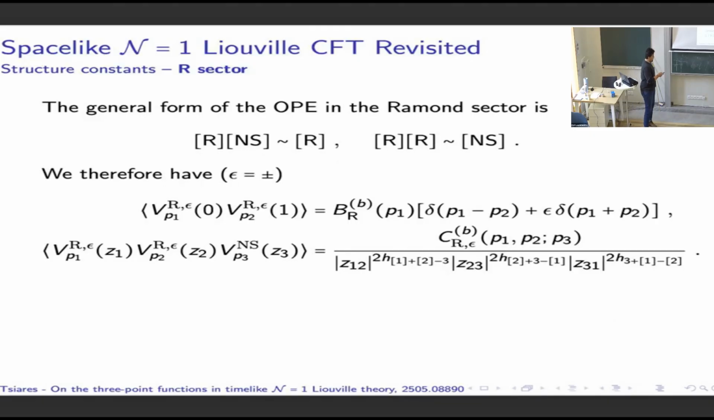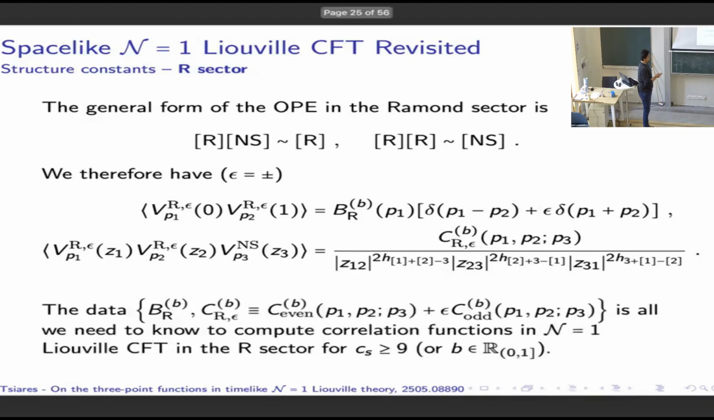And the data that we need to specify in terms of the bootstrap is these functions. So all we need to know to compute correlation functions in the NS sector is this function for CS greater than 1.